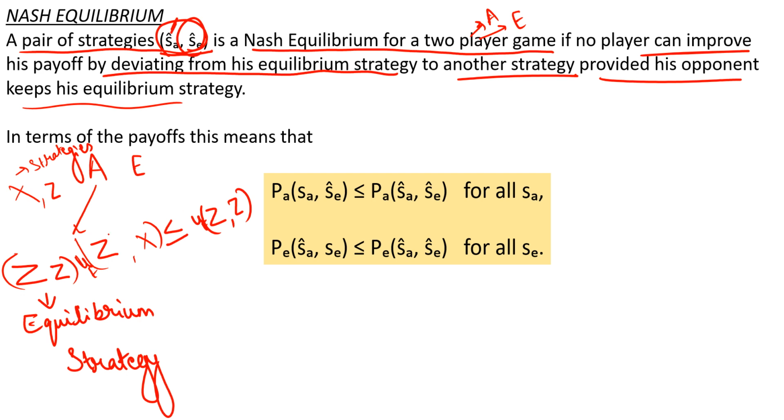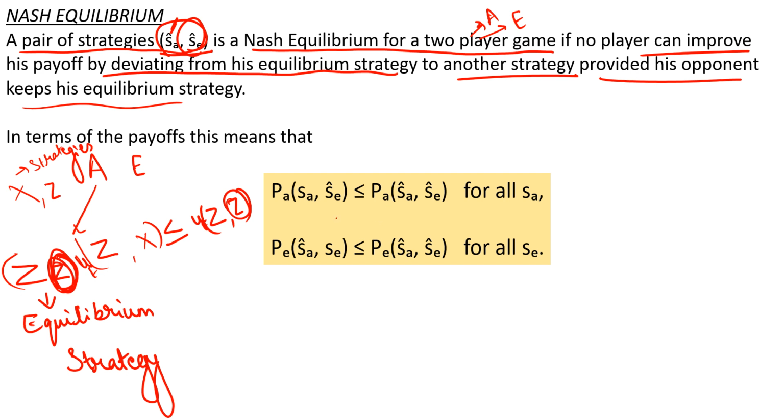Similarly, if player E is choosing Z, then player A will never have any incentive to choose X. It might choose X, but it will get the same payoff from Z as from X, right? So basically, we're simply saying it will never have any incentive or a better payoff from deviating from its equilibrium strategy, provided the other player has already chosen its equilibrium strategy, right? So this is the situation of Nash equilibrium.